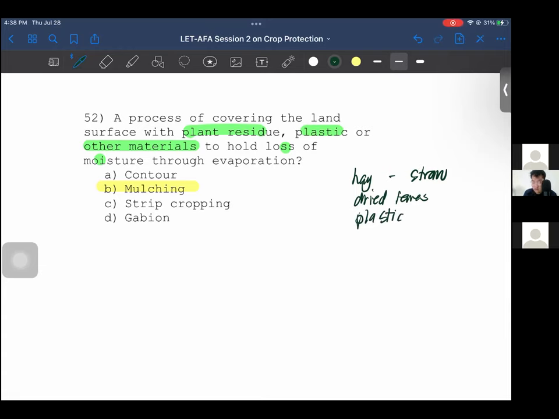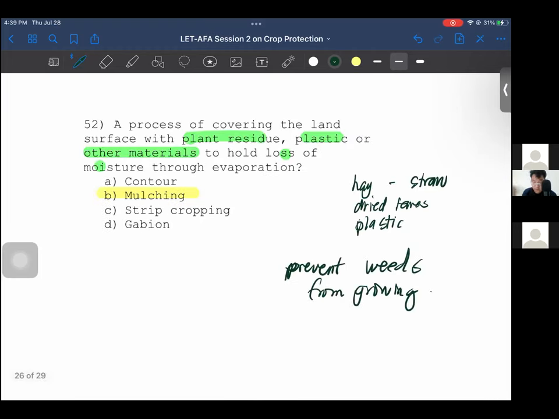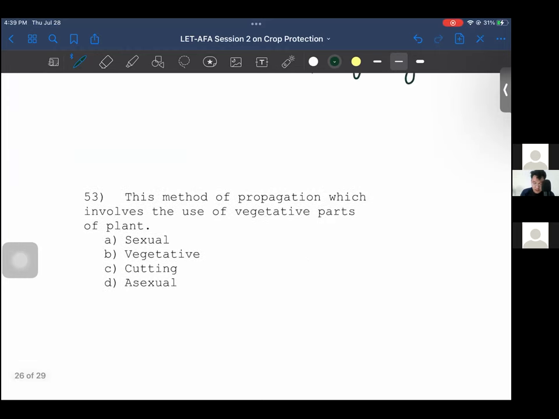So ito, ginagawa to not only to hold loss of moisture through evaporation, but also to prevent weeds from growing. Kasi ang kailangan din ng weeds para mag-grow is sunlight. Same with halaman. So kapag walang sunlight na pumapasok doon, hindi tutubo yung mga weeds natin. So that's the purpose of mulching.